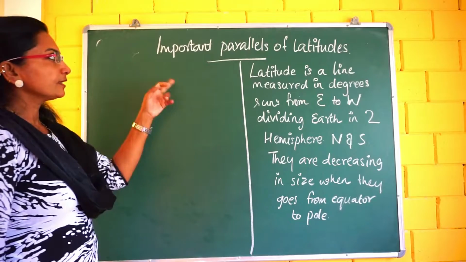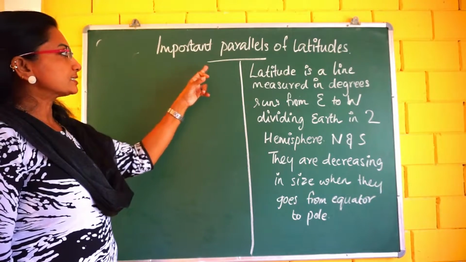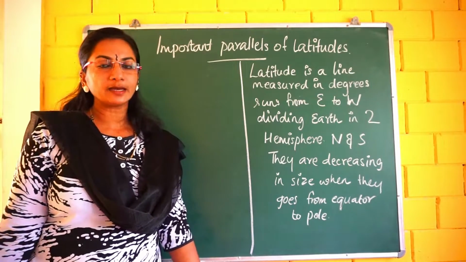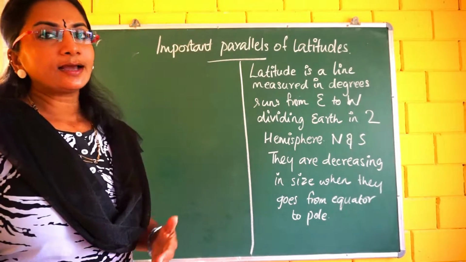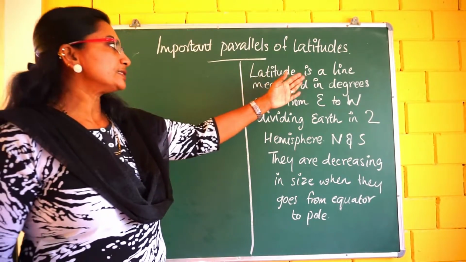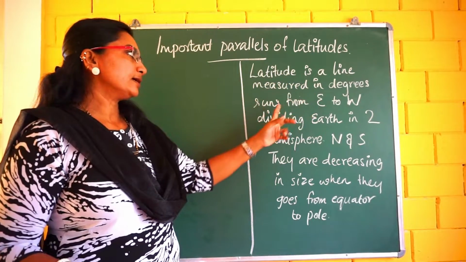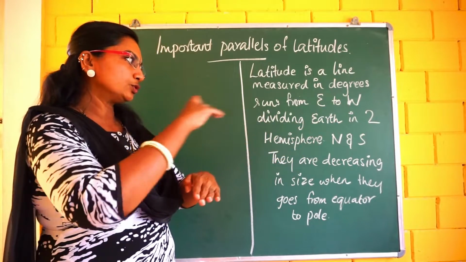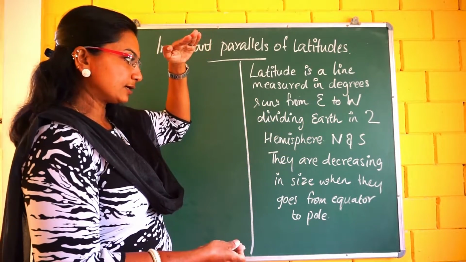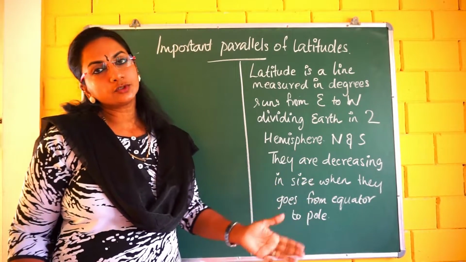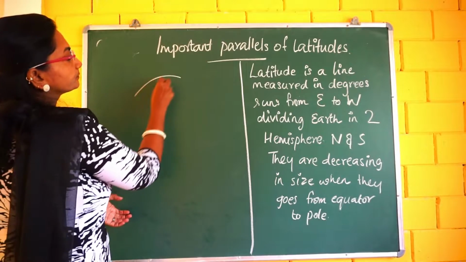Yes children, next we are going to discuss the important parallels of latitudes. Before that, I have to tell you once again, what is latitude? Latitude is a line measured in degrees, running from east to west, dividing the earth into 2 hemispheres, north and south. They decrease in size when they go from the equator to the pole. Look here.